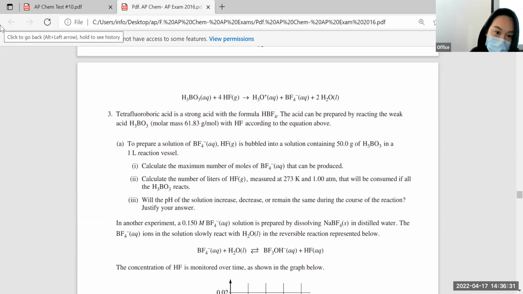Tetrafluoroboric acid is a strong acid with the formula HBF4. The acid can be prepared by reacting the weak acid H3BO3 with HF according to the equation above. To prepare a solution of BF4 minus, HF is bubbled into a solution containing 50 grams of H3BO3 in a 1 liter reaction vessel. Calculate the maximum number of moles of BF4 minus that can be produced.